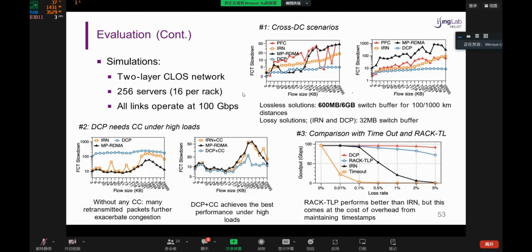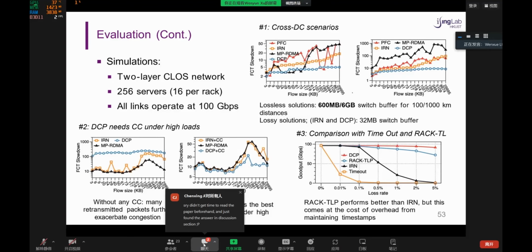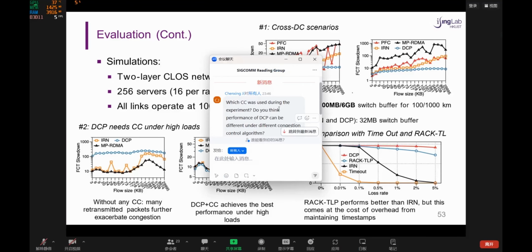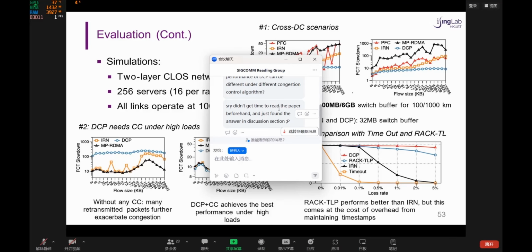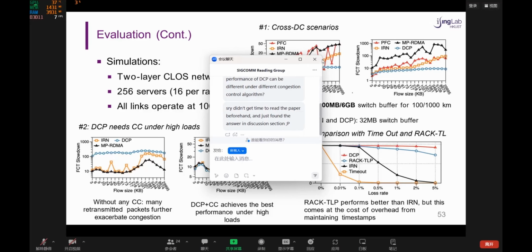Okay, so the CC used during the experiment for DCP is DCQSN, because we actually reuse the commercial RNIC, and the built-in CC algorithm is DCQSN. And in all our simulation and testbed experiments, we use DCQSN to maintain consistent results. And do you think performance of DCP can be different under different congestion control algorithms?